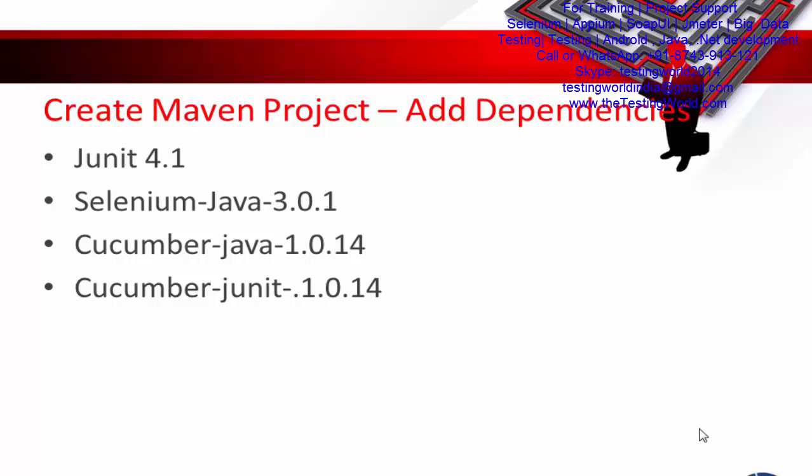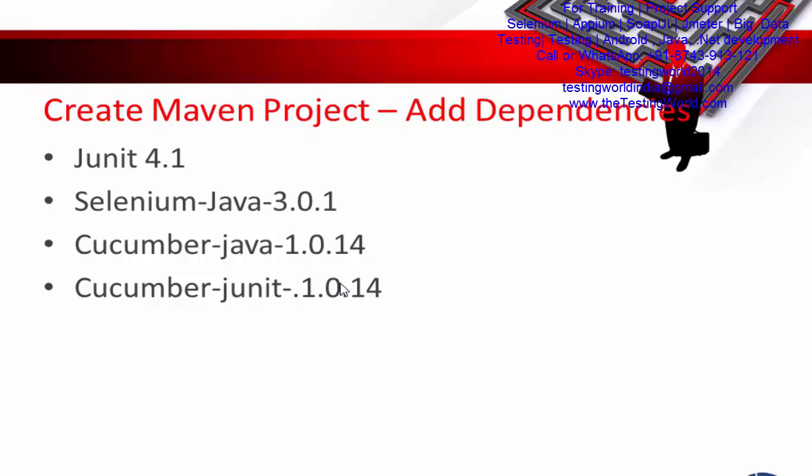So the first step is to create a Maven project with the following dependencies. To start working on BDD, we need at least 4 dependencies. JUnit 4.1, it is required. Selenium with Java, you can use any jar file. Then we are going to use Cucumber with Java and Cucumber with JUnit. I'm going to use these versions as I have already tested; these are compatible versions with each other.